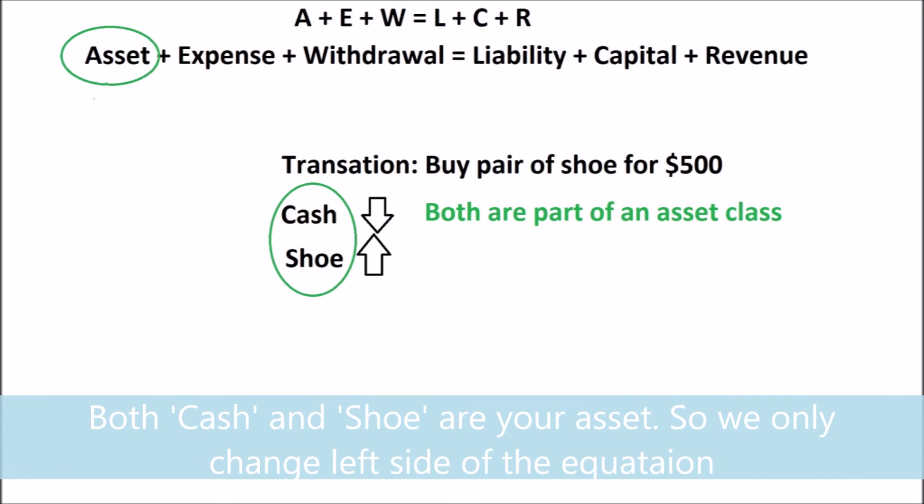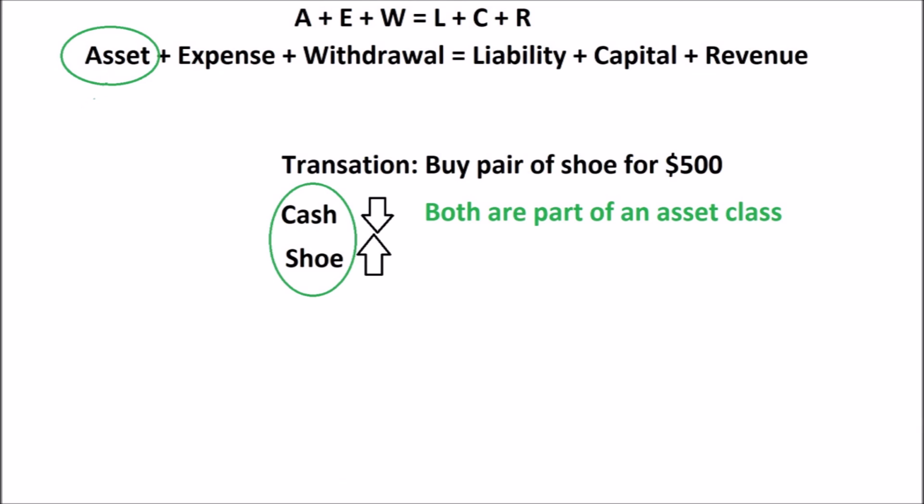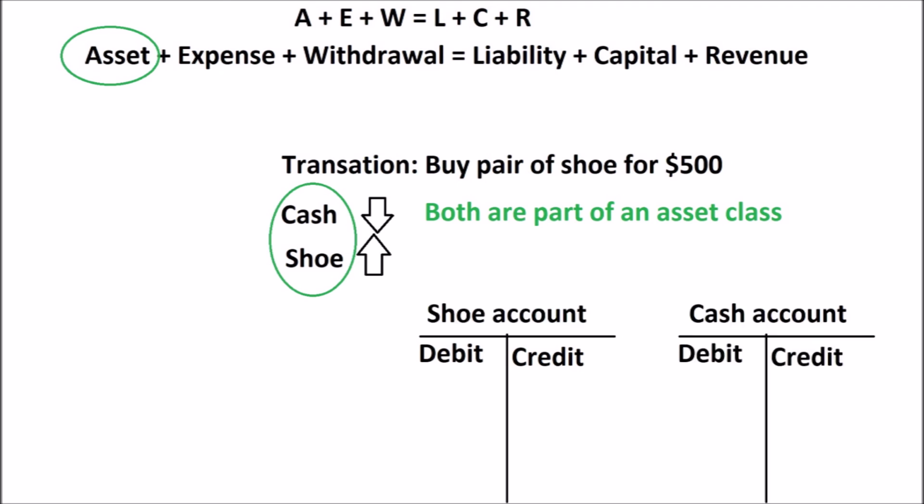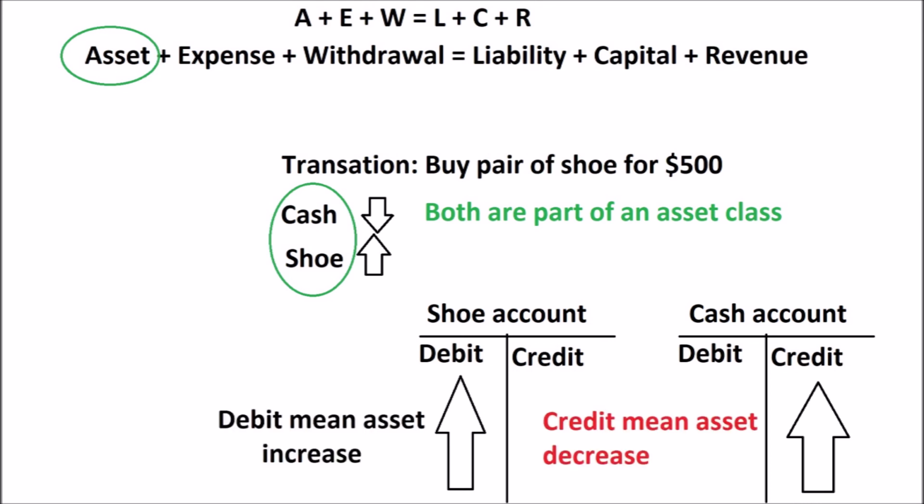The reason being, initially you have cash sitting as your asset. But now that you have purchased your shoes, your asset cash has decreased, and it has transformed into a new asset, which is shoes. So basically what we do here is increase one of your assets, which is shoes in this case, and decrease another asset, which is cash.